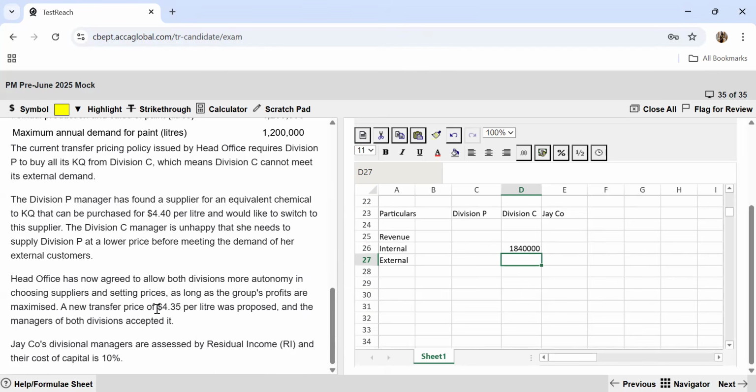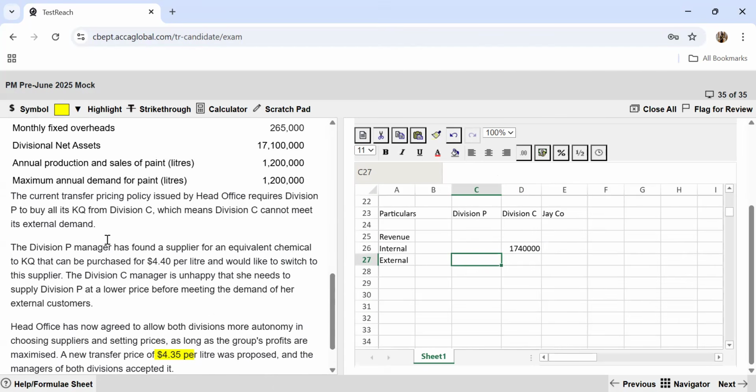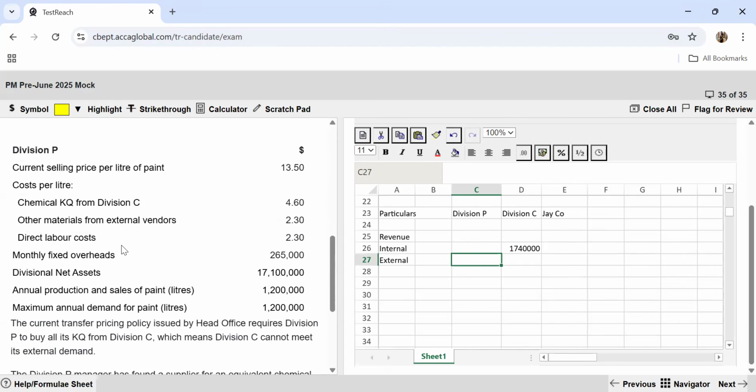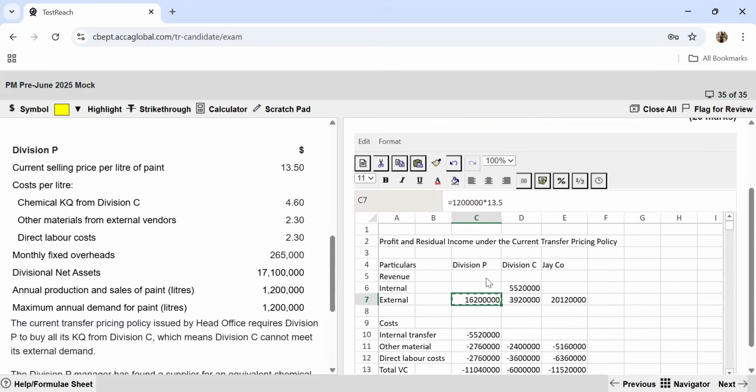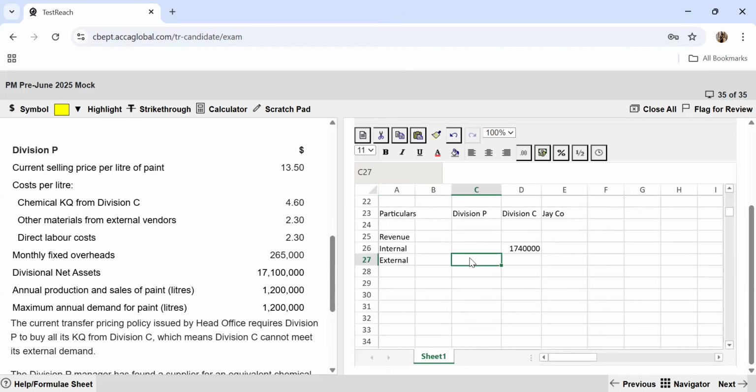Okay, a new transfer price has also been given to us in the scenario as 4.35. So we need to multiply this by 4.35. This is what both of the managers have actually agreed to. So internally, this is what is going to be the sales of Division C. Now, Division P is going to continue to have the same sales. I can also copy paste the number from above. So this is the amount of sales that they are going to be having.